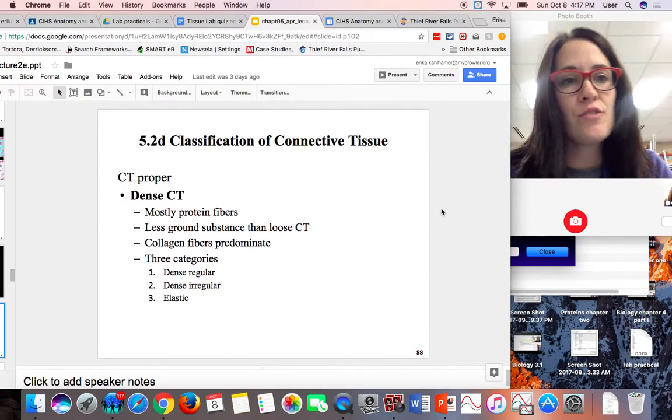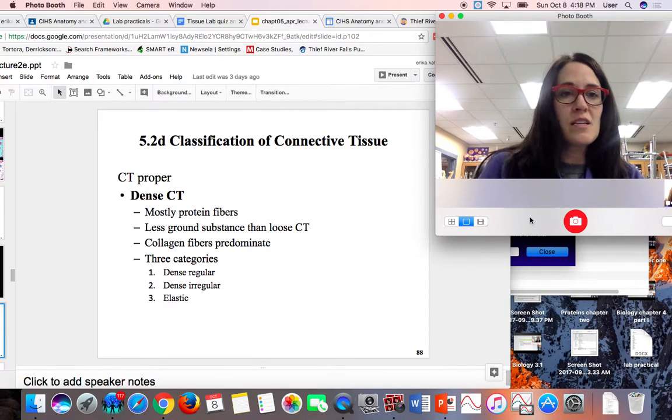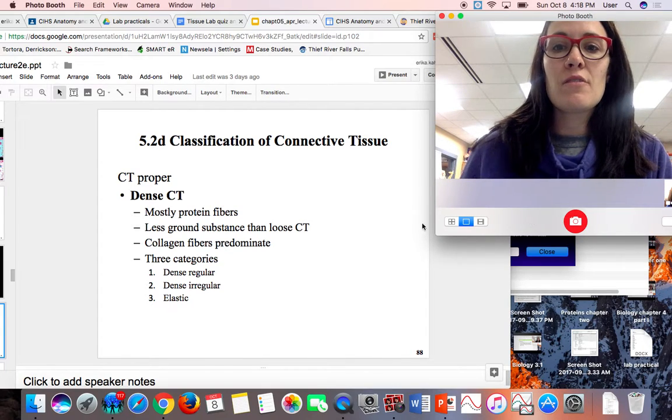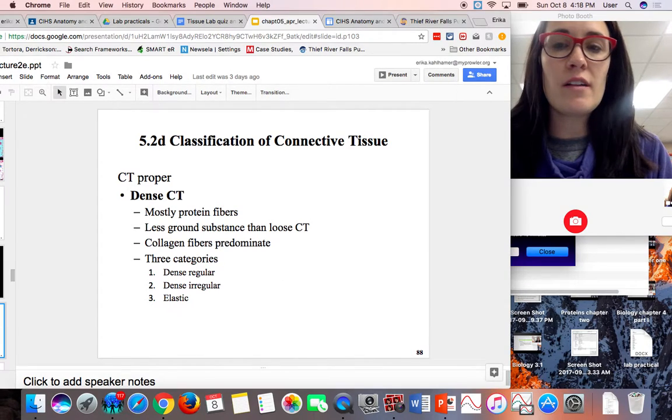The dense connective tissue. So there's many more protein fibers. There's not as much ground substance. And the main fiber is collagen. 3 categories: dense regular, irregular, and elastic.